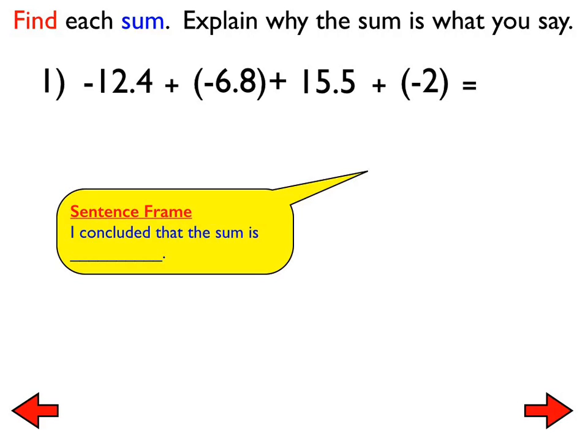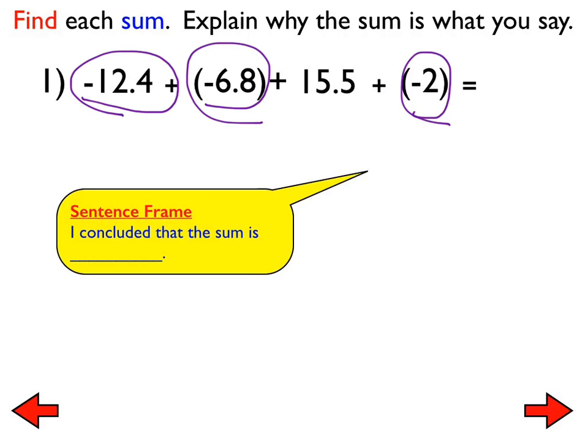So it says, find each sum, explain why the sum is what you say. We have negative 12.4 plus negative 6.8 plus positive 15.5 plus negative 2. If I'm doing a problem like this, I'm going to utilize the commutative property. In other words, I'm going to gather all my negative numbers together, and these three numbers are my negative numbers, and I'm going to gather all my positive numbers together, and then I will compare them. Well, there's nothing to combine with the positive 15.5, so let's just deal with our negative numbers.